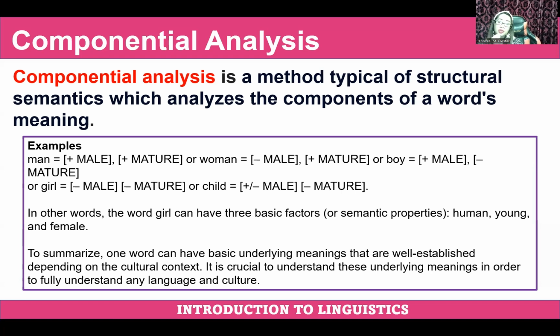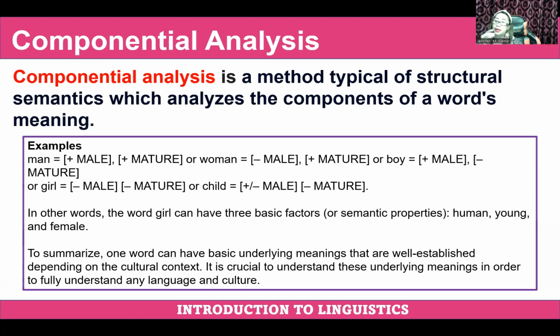Pero ito namang sunod, boy. You know that a boy is younger than a man. Therefore, tama. Male siya. Positive male, negative mature. Kasi hindi siya mature. That's why negative. The value of negative means you do not possess the character or characteristics. So ito naman, girl. Girl is not a male, correct? So, negative male. Hindi rin siya mature kasi younger siya. Therefore, negative mature. So, example pa natin, paano kung child?